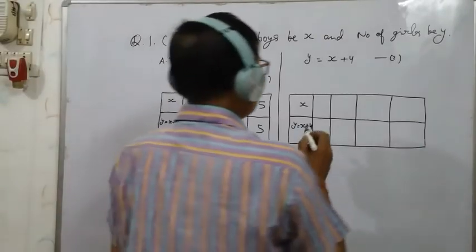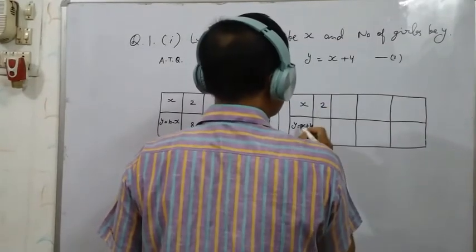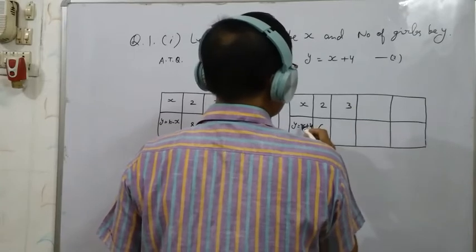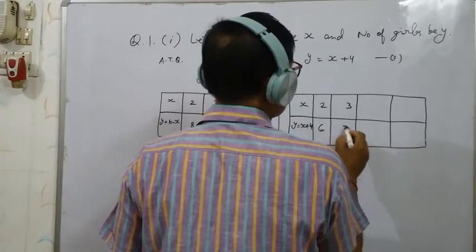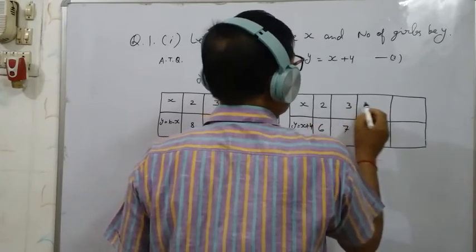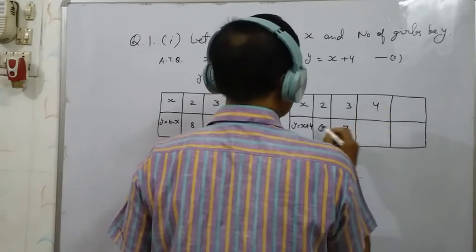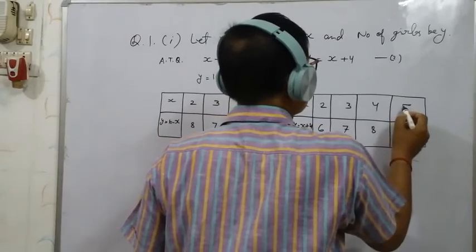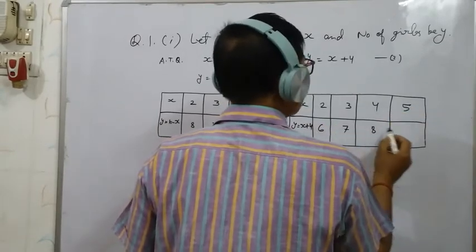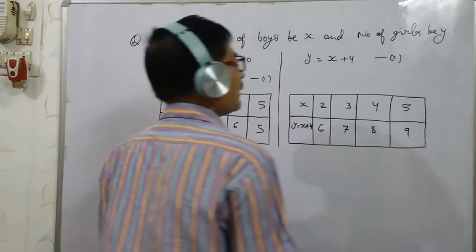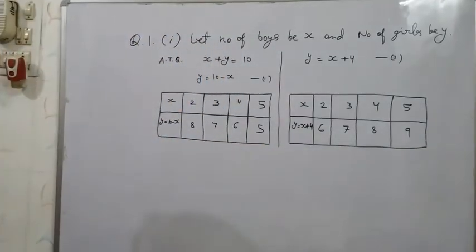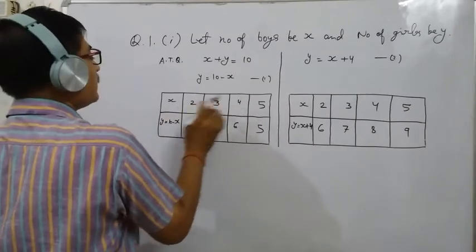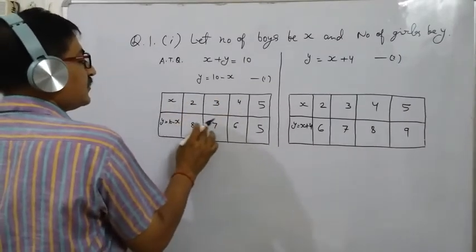Now next, if here you take x equal to 2, then y equal to 2 plus 4, which will be 6. For 3, 3 plus 4 will be 7. For 4, that will be 8. Now x equal to 5, then y will be 5 plus 4, which is 9. Now see students, here we have taken different values 2, 3, 4, 5 for the number of boys, and the girls' numbers are coming like this.